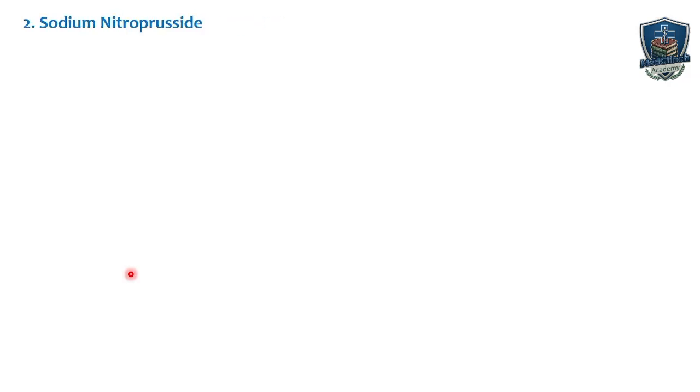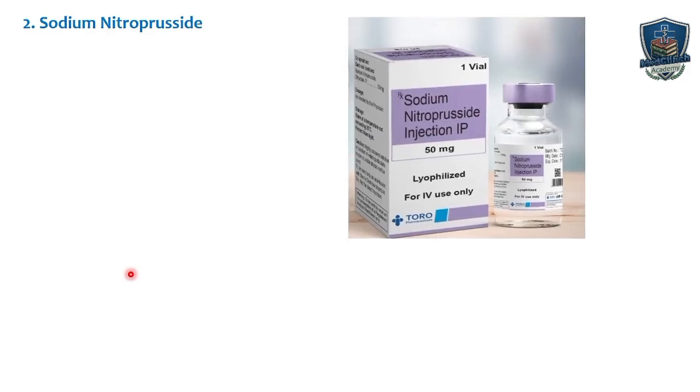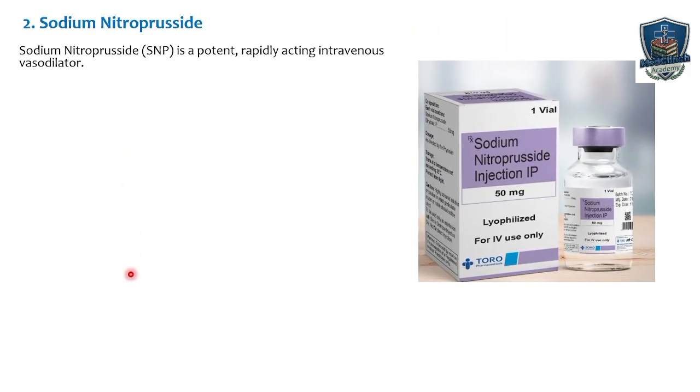Now, our other common drug is sodium nitroprusside. This drug is very common. This is what it looks like. You've got here the one that is used for IV use only. Sodium nitroprusside is a potent, rapidly acting intravenous vasodilator. It always comes in an IV formulation, as you can see in our image there.